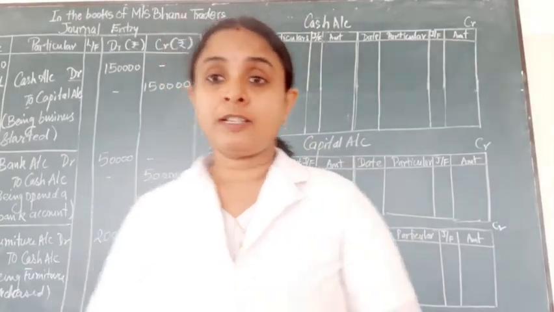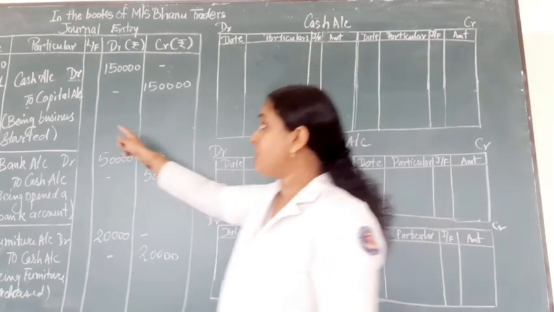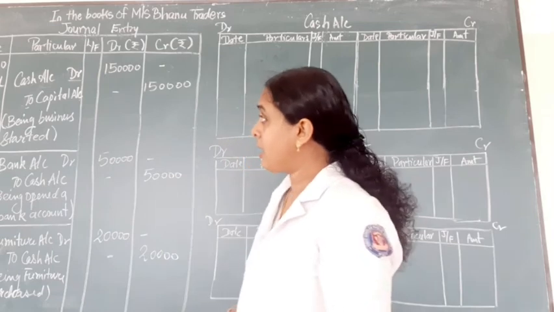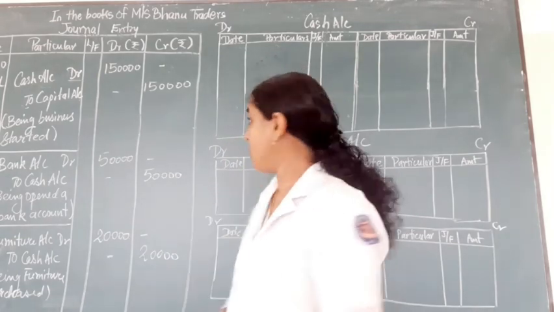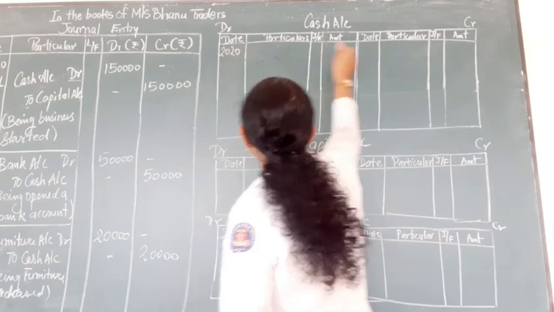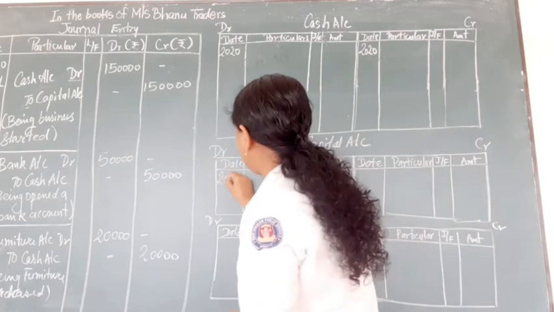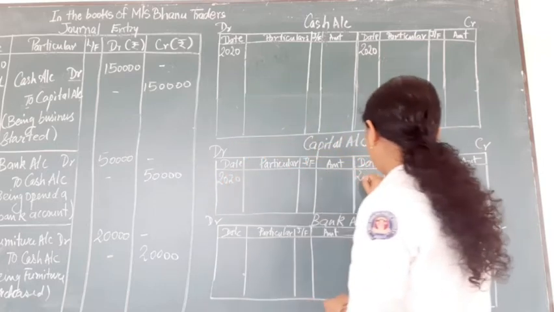Now children, let us learn how to do the posting. So the first transaction is cash account debited to capital account. Here you have to write down the year first of all, 2020, and here also I wrote 2020. Now all these boxes you can fill with the year. Okay.